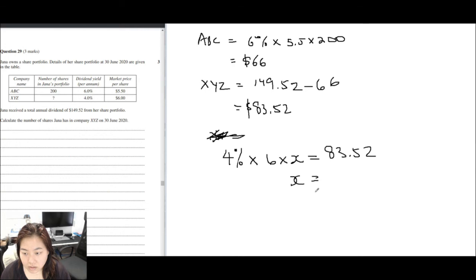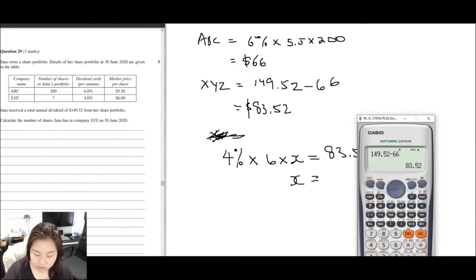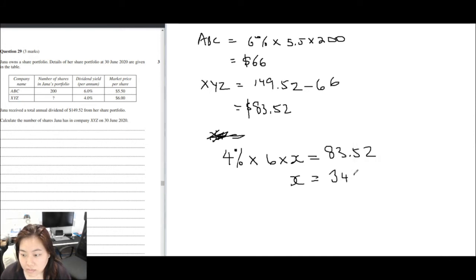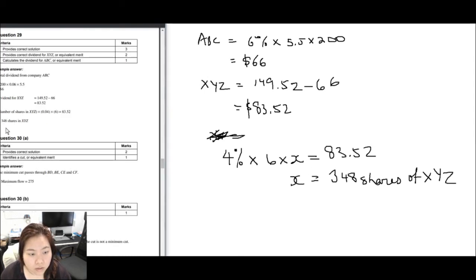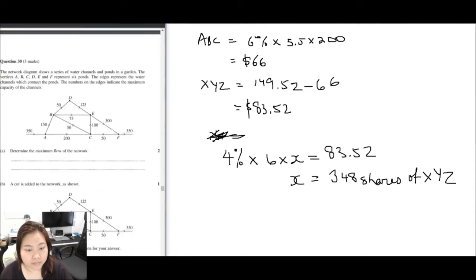X is equal to 83.52 divided by 6 divided by 0.04, which is 348 shares of XYZ. I don't know if that was worth 3 marks, but I guess it can have 1 mark, and then 1 mark. 348 shares in XYZ. Nice.